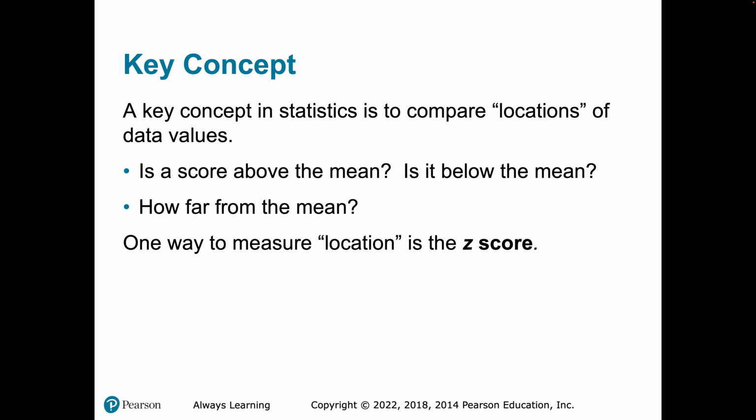Okay, so a key concept in stats is to determine the quote unquote location of a data value. Questions that we ask ourselves: is the score above or below the mean? And then we would also want to address how far away from the mean the data value is. One way to assess location is to use the z-score. Another way is called percentile ranking. Once we get into the normal distribution, the normal probability model, in lesson 3, we'll get into percentiles. But for now, I just want to keep this simple.